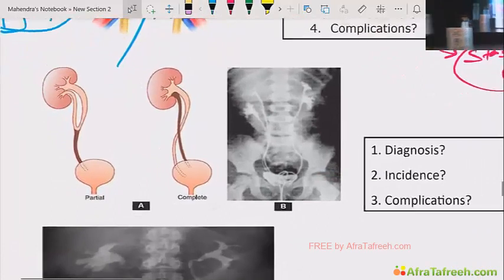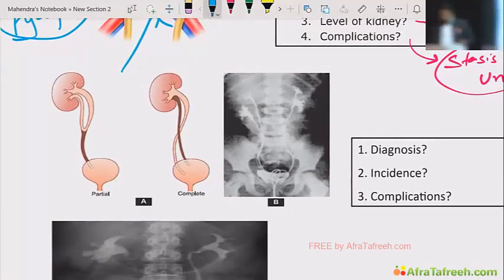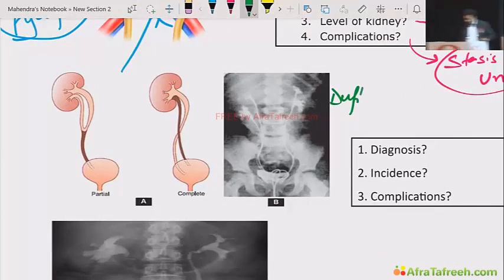What is this? This is duplication. Duplication of the ureter or duplication of the pelvis.